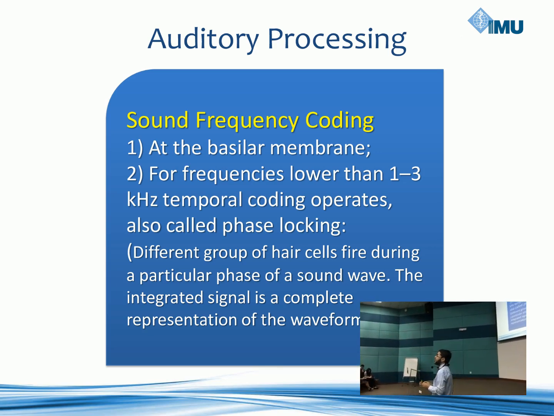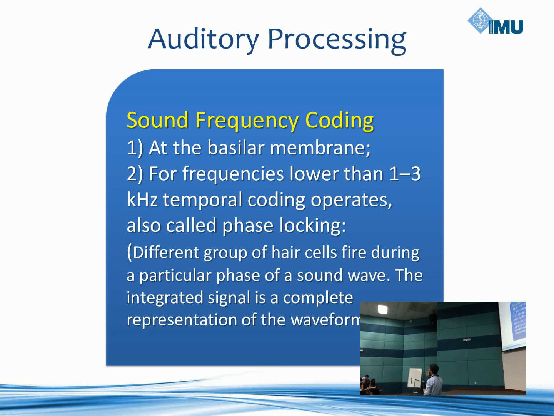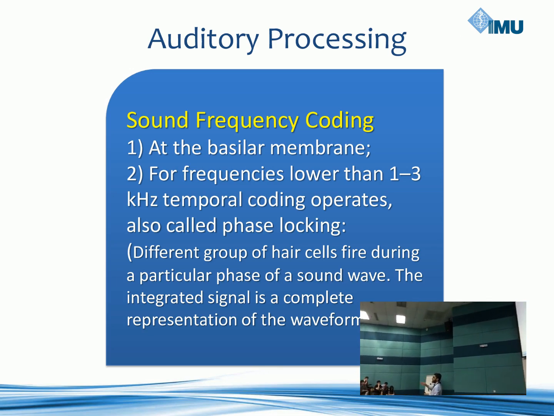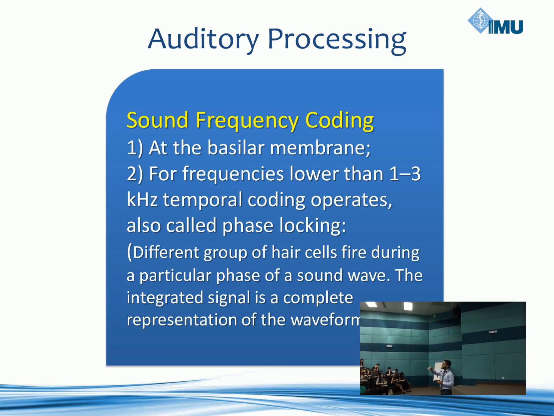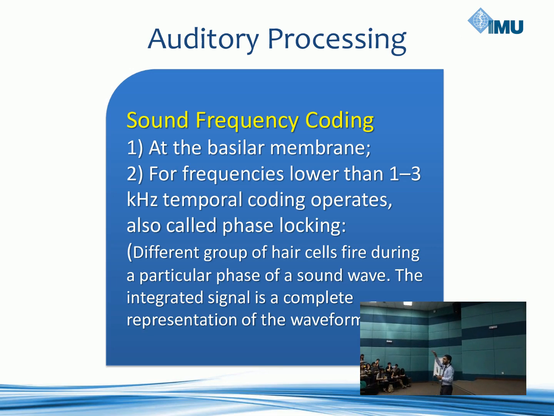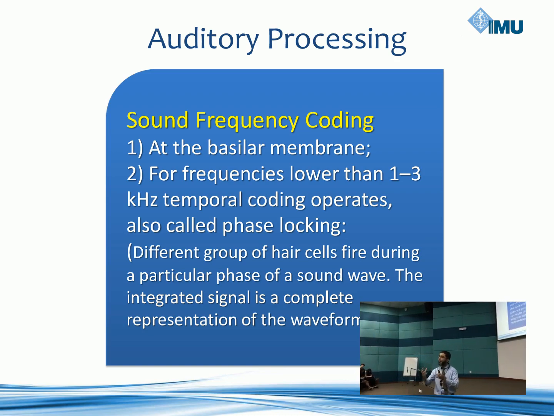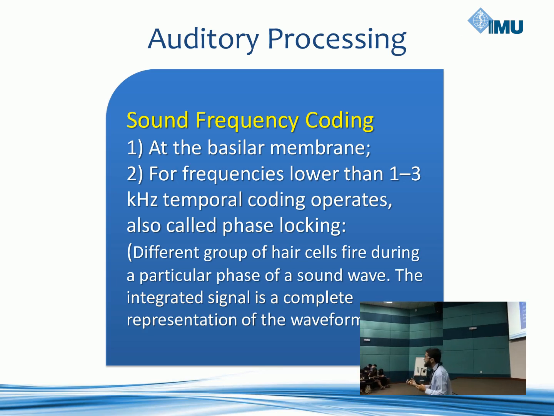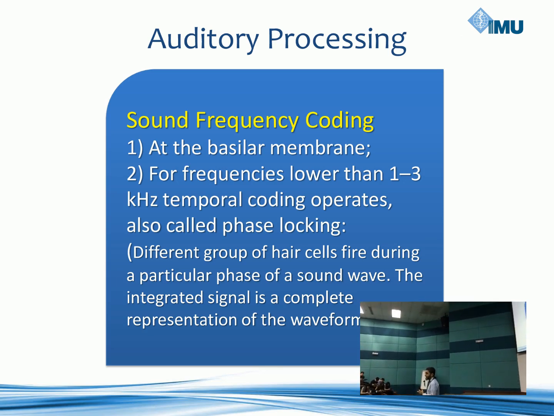In this range, the hair cells respond to different phases of the sound wave. So some hair cells will respond to the compression part of the wave. Certain hair cells will respond to the decompression part of the sound wave. So this is another way by which different frequencies can be decoded by the cochlea.